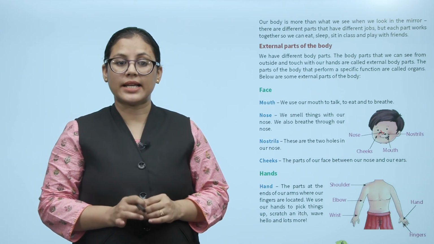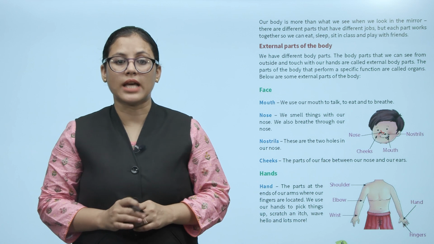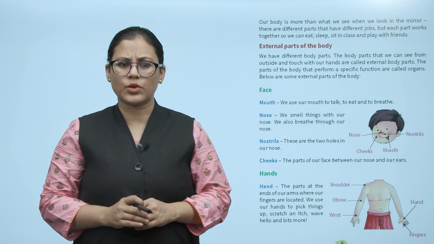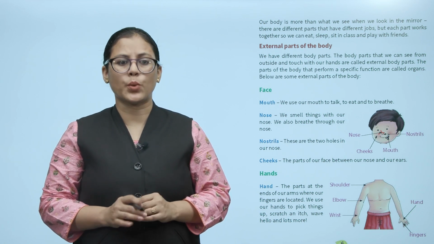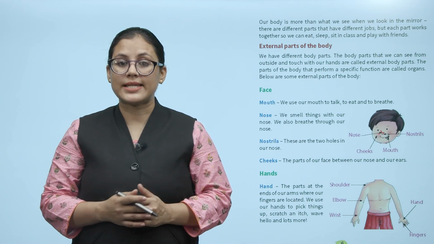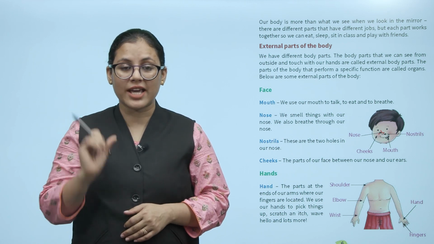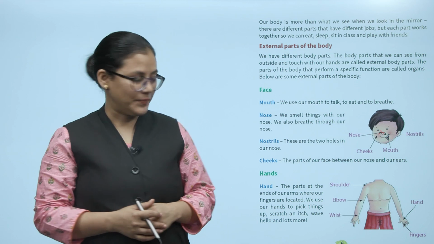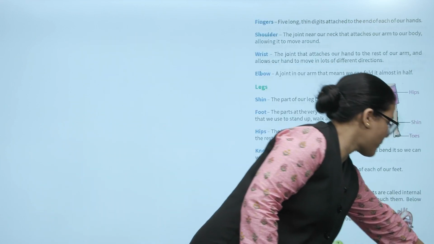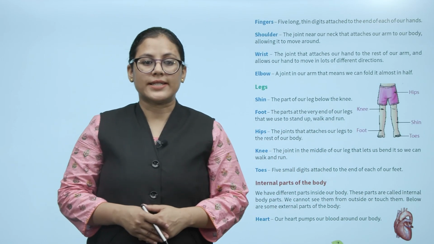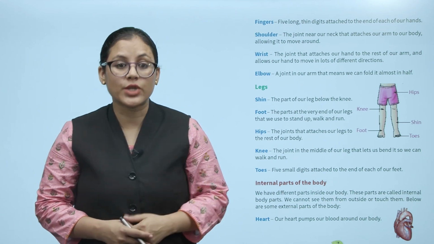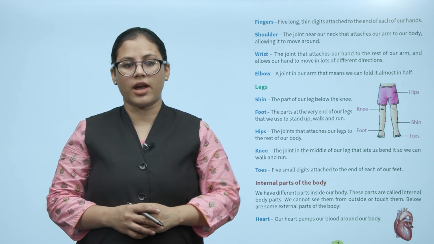Hands. Hand, the parts at the end of our arms where our fingers are located. We use our hands to pick things up, scratch an edge, wave hello and lots more. अपने हैंड से आप क्या करते हैं, किसी को हेलो वेव करते हैं या कोई चीज को आप लिफ्ट करते हैं. Fingers, 5 long thin digits attached to the end of each of our hands.